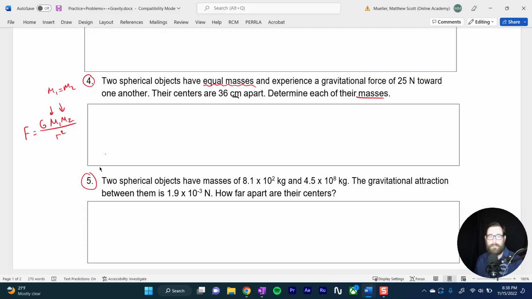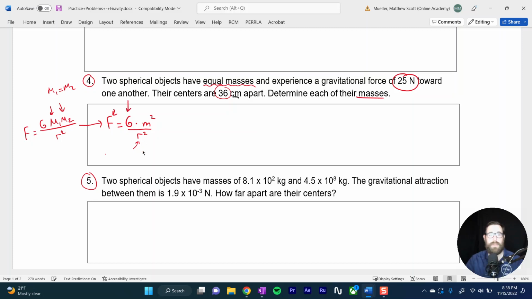So if we simplify this equation a little bit based on that, we can rewrite this as force is equal to G multiplied by m squared, because these are going to be the same. So m1 times itself is m squared, divided by r squared. Okay, so we know the force that was given to us, that's the 25 newtons. We know the radius, that's the 36 centimeters apart. We do need to convert that to meters, so be careful with that.